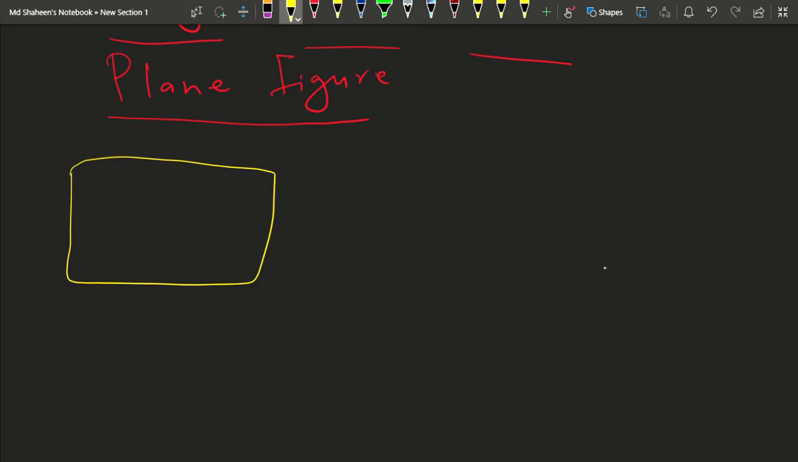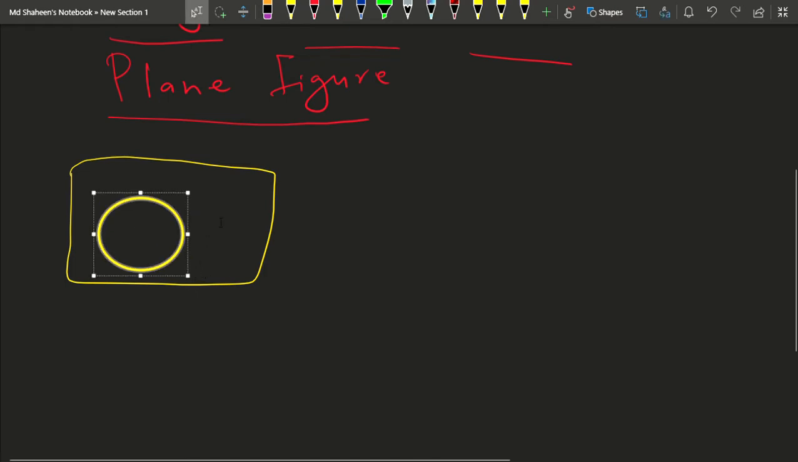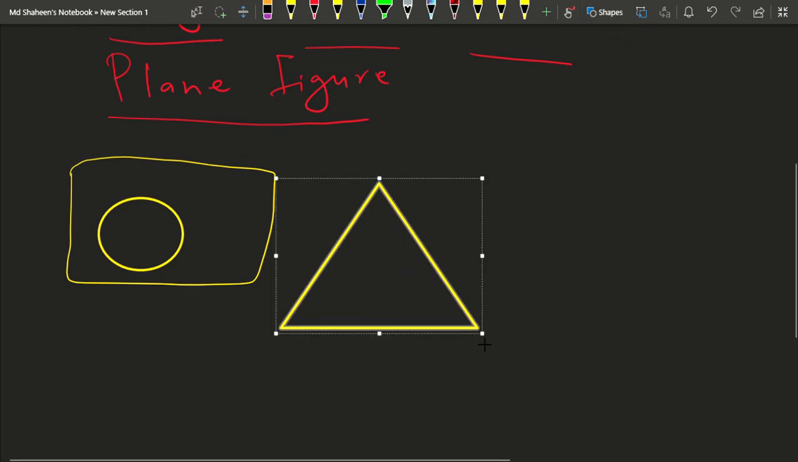If we make some figure like this, this is a plane figure. If we make some figure like this, see, this is a triangle. So this is a plane figure. You can make this figure on a plane. You need only two dimensions.